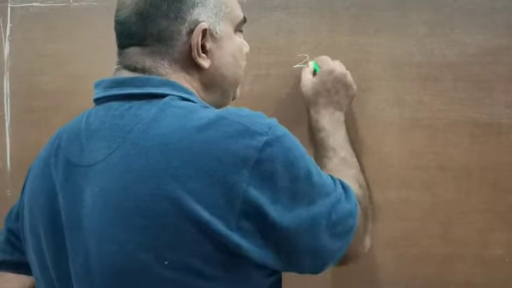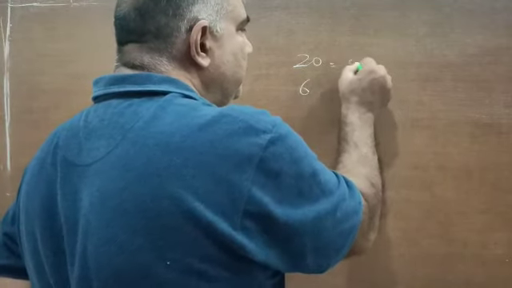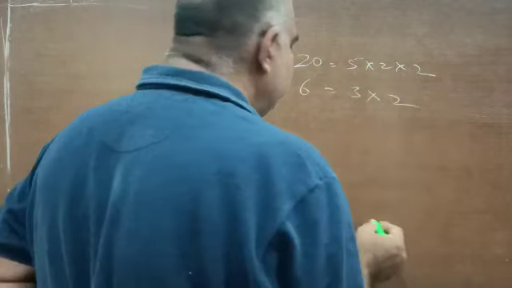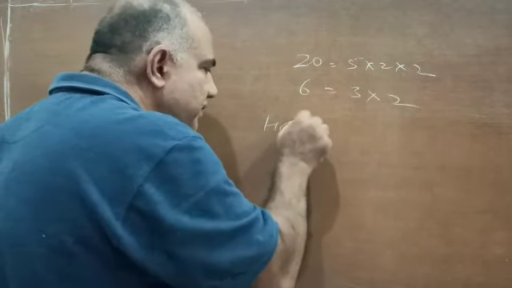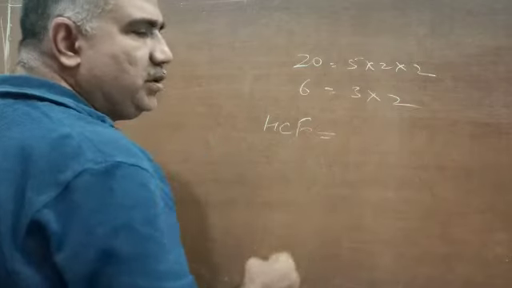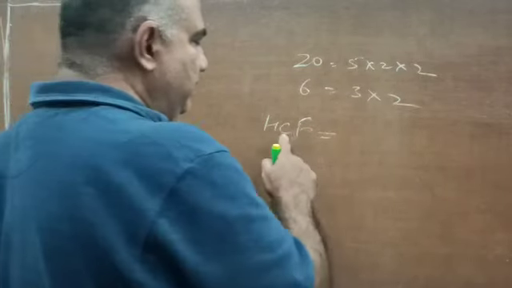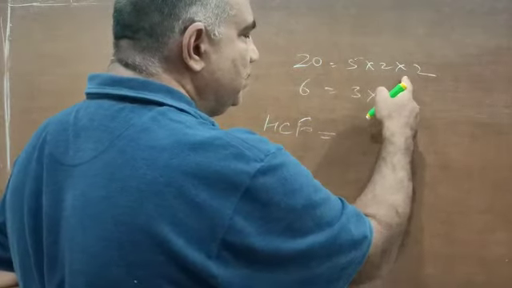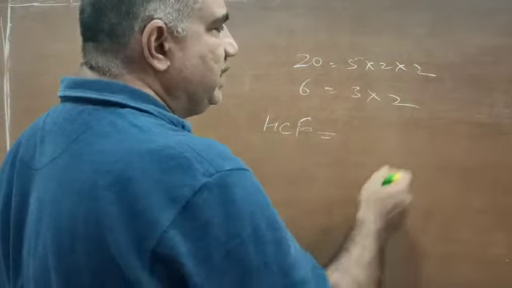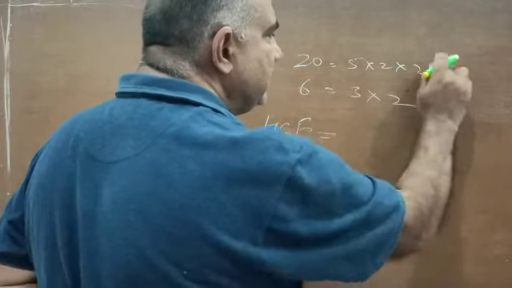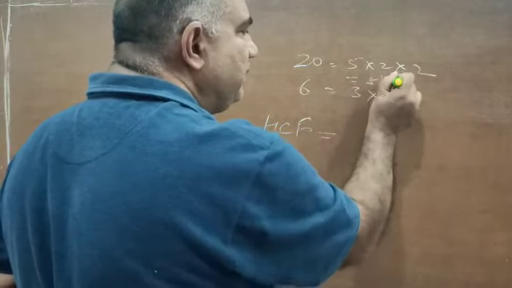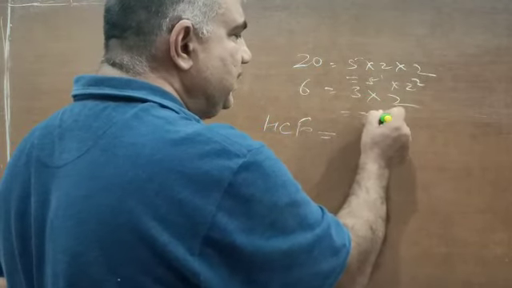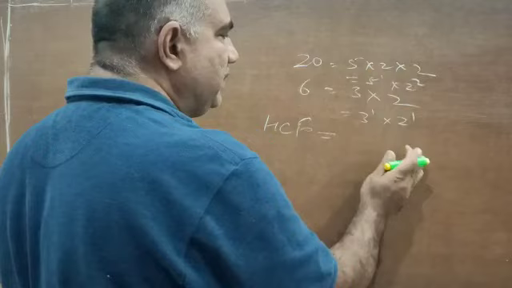I will take 20 and 6. So 5 into 2 into 2, and this is 3 into 2. If you want to find out HCF, see, the HCF algorithm goes like this: find out only the common factors. So 2 is common there and 2 is common here. This can also be written as 5 raised to power 1, 2 raised to power 2. Power notations we have written this into. This is 3 raised to power 1 and 2 raised to power 1.